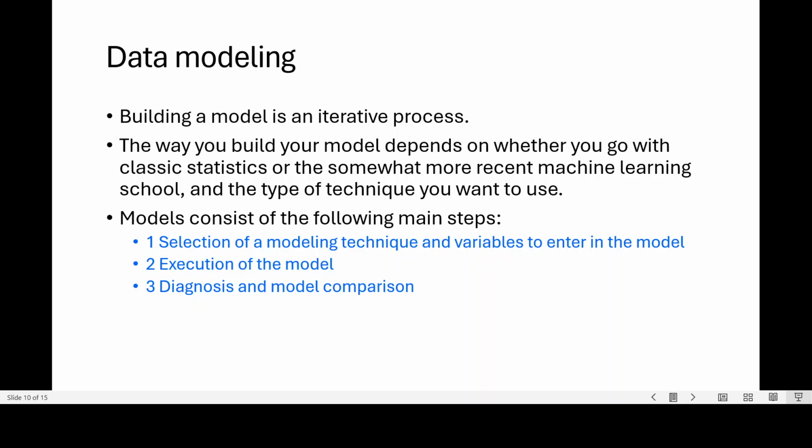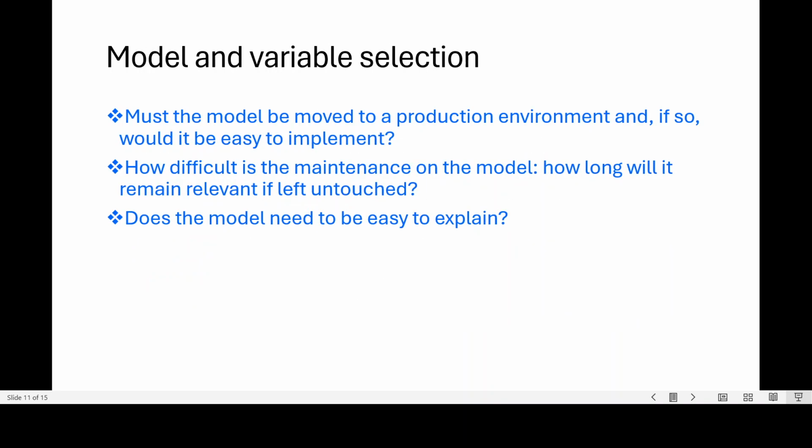Building a model is an iterative process. This means the model is repeatedly improved until satisfactory results are achieved. The modeling approach depends on whether we use traditional statistical techniques or modern machine learning methods. The process generally consists of three main steps: selection of a suitable modeling technique and variables, execution of the model, and diagnosis and comparison of model performance. These steps ensure that the final model is both accurate and reliable.